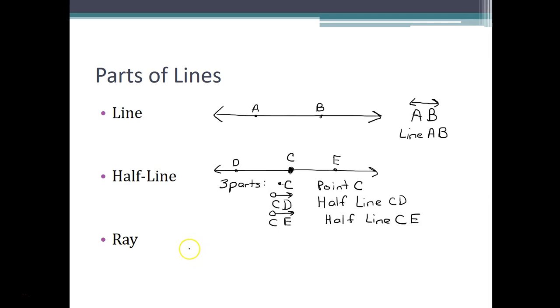Now if you have what looks like a half line that includes your beginning point, then you have something called a ray. So if there's a solid dot with a half line going out from there, but including that dot, then you have a ray.